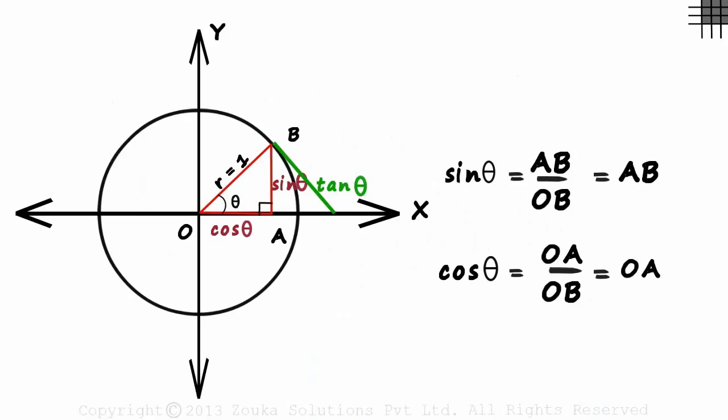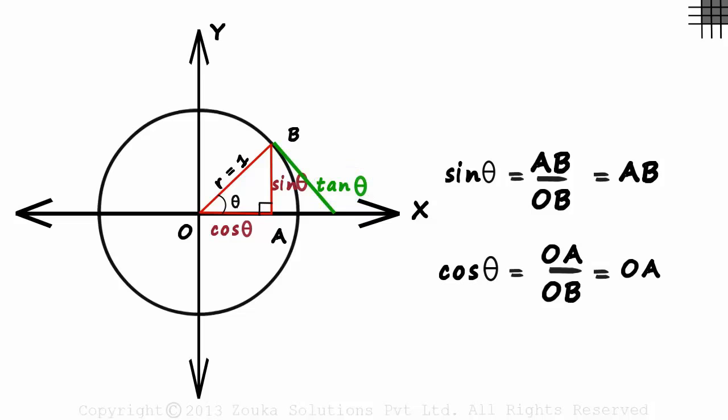This is where we left off in the previous video. This is the unit circle with radius 1 and the origin as the center. This length was sine theta, this length was cos theta, and the length of this tangent was tan theta.